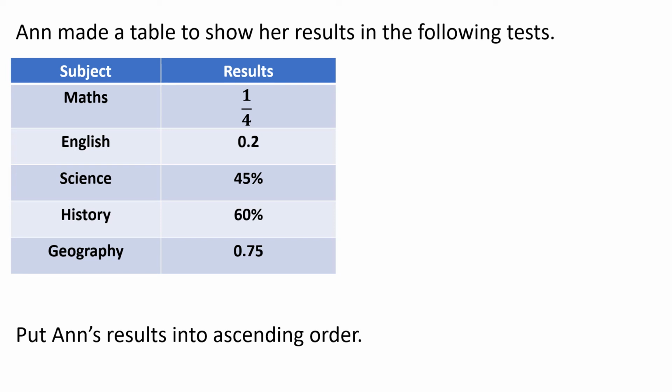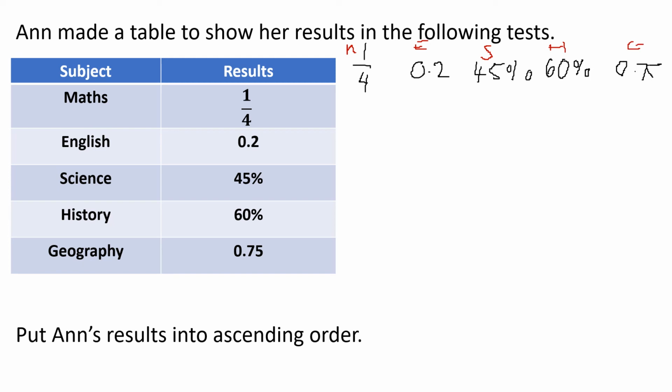So let's rewrite them. So maths, we have 1/4, 0.2 for English, 45% for science, 60% for history, and 0.75 for geography. So let's just label these quickly. Maths, English, science, history, and geography.